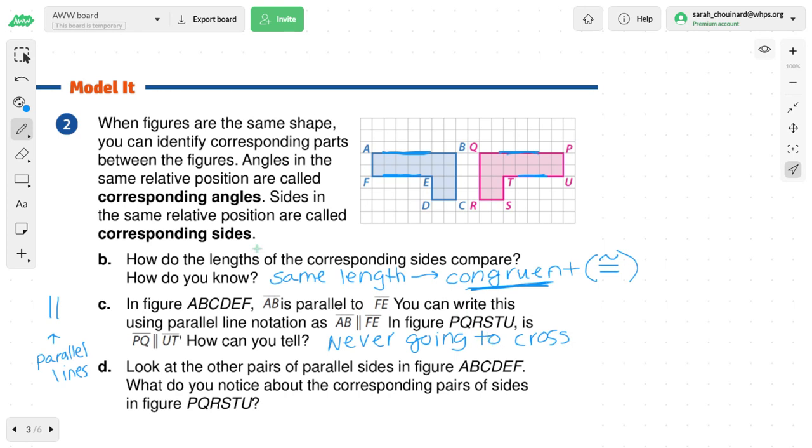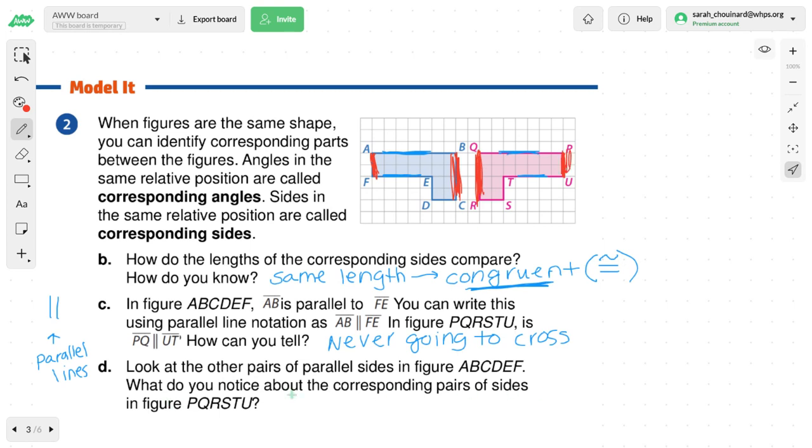So look at other parallel sides in our blue shape. Another set of parallel sides would be AF and BC. Those, remember, are corresponding sides to PU and QR. So see how these sides are parallel? Their corresponding sides are also parallel.